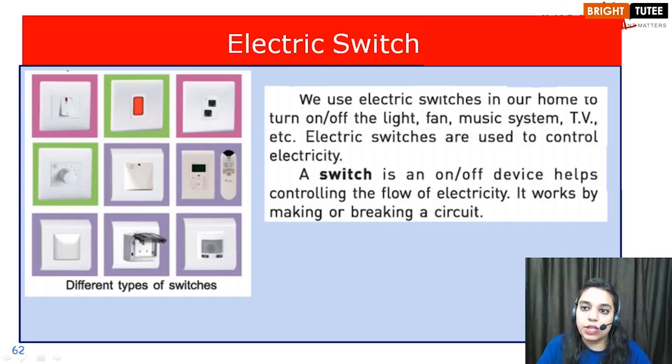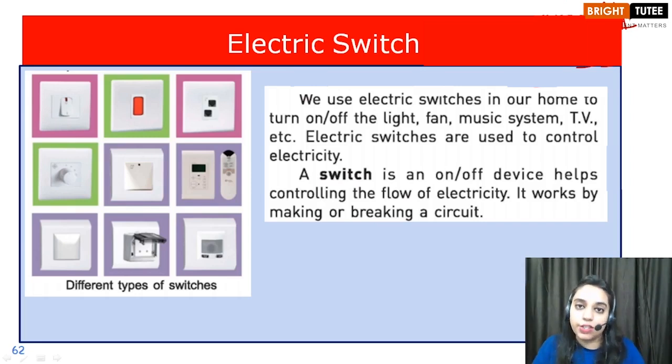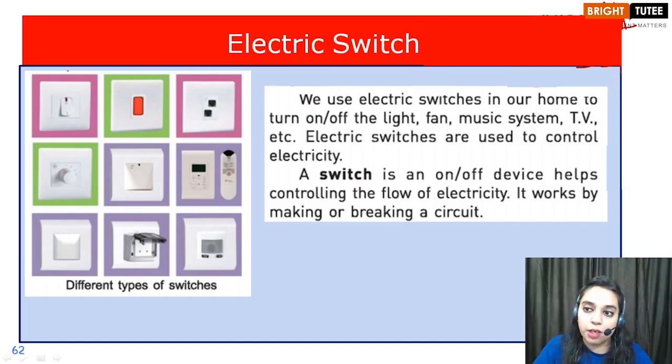Then children, we studied about different circuits, right? We studied different setups and arrangements in which we observed in which case the bulb glows or in which case the bulb will not glow. Then we studied about a fused bulb. We studied about the filament of the bulb, right children? And now in today's session we are going to discuss an electric switch.